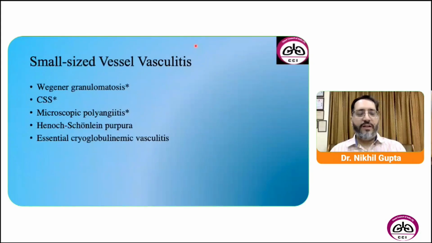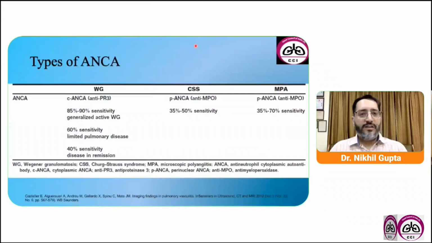Coming to small vessel vasculitis, first is ANCA-related vasculitis. ANCA is anti-neutrophil cytoplasmic autoantibody. So it can be cytoplasmic or C-ANCA, or perinuclear or P-ANCA. Wegener's is associated with C-ANCA. Churg-Strauss is associated with P-ANCA, and MPA can be associated with any of these.